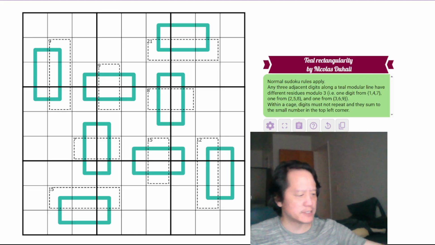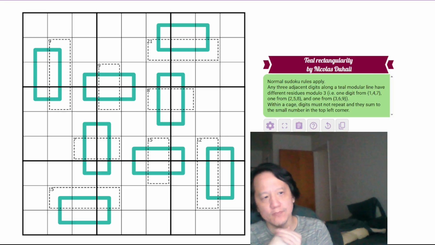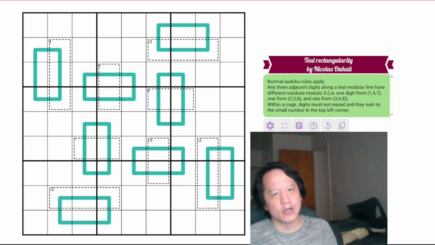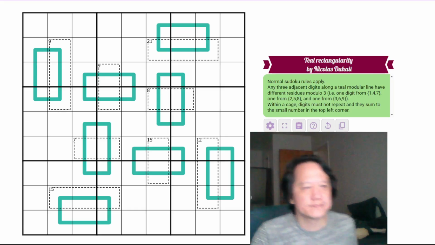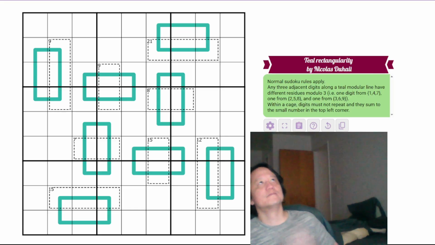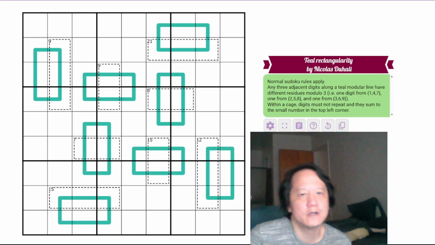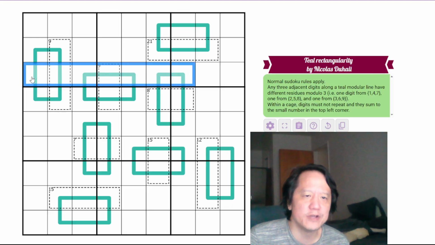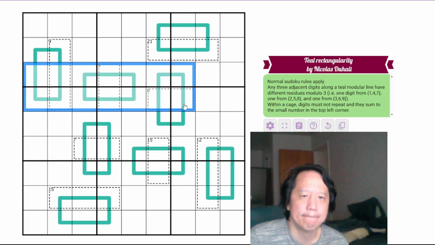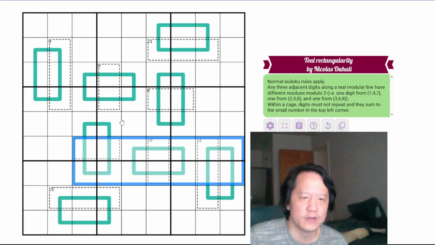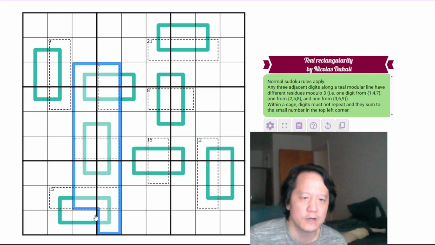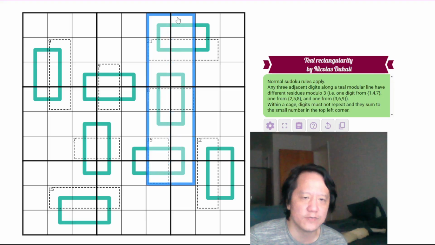So, how do we attack this? In rows 3 and 4, we have 7 digits on modular lines. Same with rows 6 and 7, and same with columns 3 and 4, and columns 6 and 7 here.